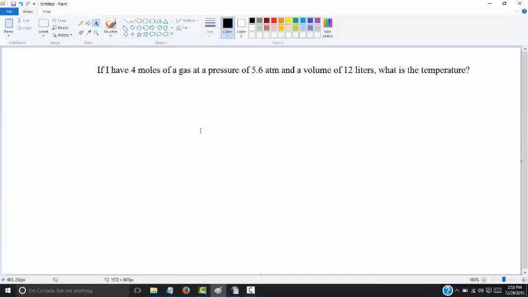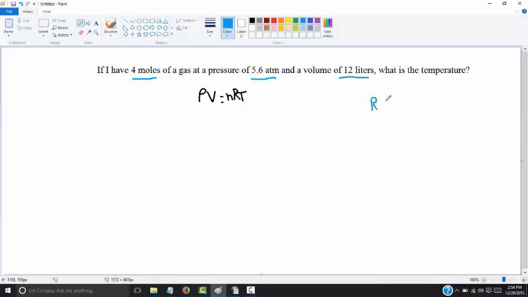Question: if I have 4 moles of a gas at a pressure of 5.6 atmospheres and a volume of 12 liters, what is the temperature? So just in this question, you already have all the information that you need to solve for the equation. So we'll start off with our generic equation. PV equals nRT. Alright, we have pressure, we have volume, we have n, number of moles, and then of course the R is a constant value.